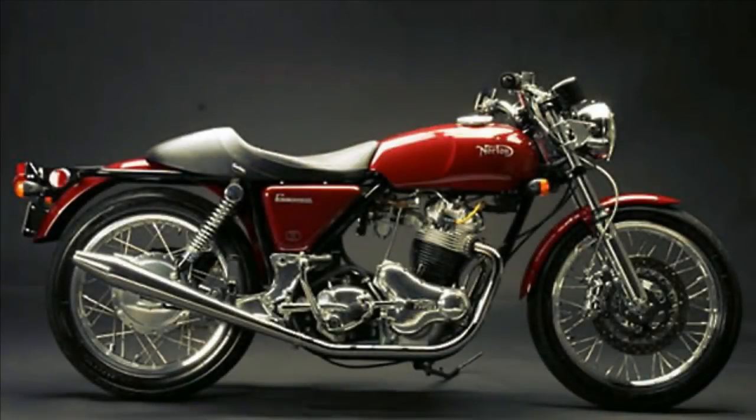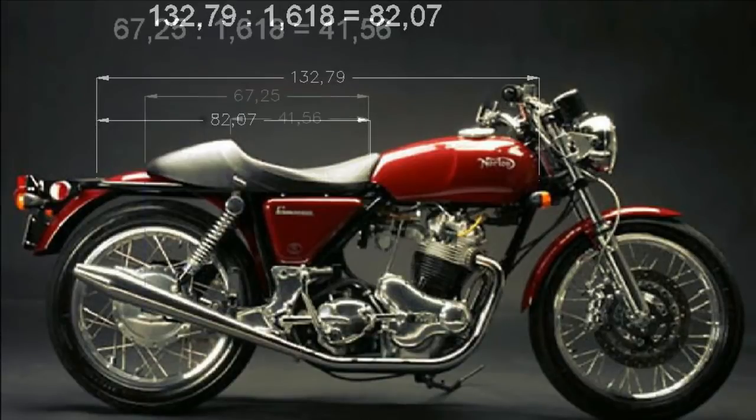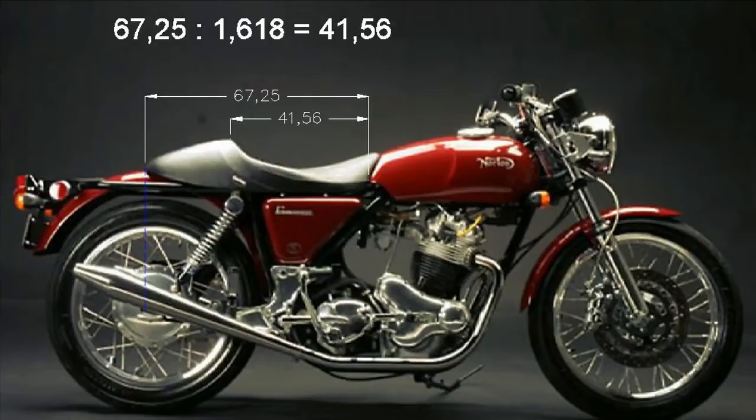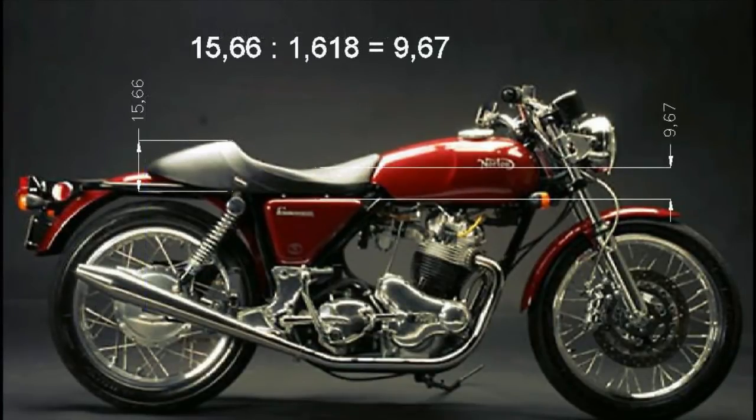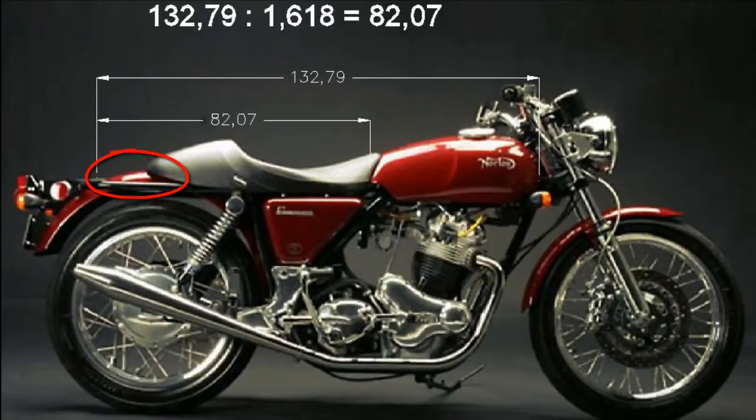If we look at this Norton Commando, we will see that it is very different from other motorbikes. But the only difference is the order of the proportions. The main difference is the rear fender that is above the frame, which means that this part will make part of the proportion of the seat.